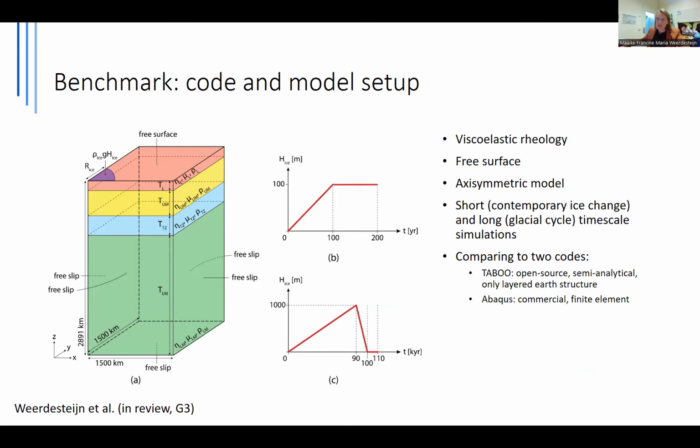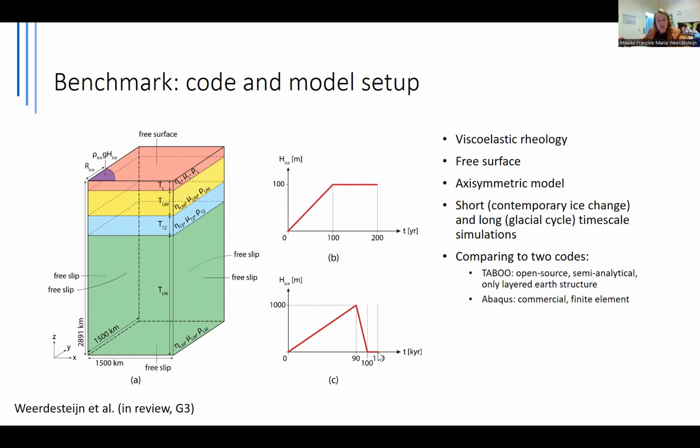So this is part of the benchmark. On the left, we see a 3D box geometry using a viscoelastic rheology and a free surface on top. We use an axisymmetric model using free slip boundaries. And then this purple thing here is a quarter cylindrical ice load that we model over a short time scale simulation. We let the ice increase by 100 meters from 0 to 100 years, and then keep it constant for another 100 years. And then also a long time scale simulation where we model it over a rough representation of the last glacial cycle.